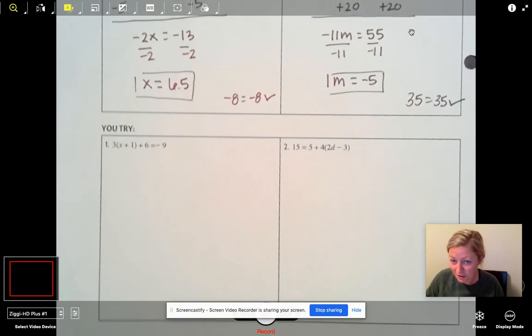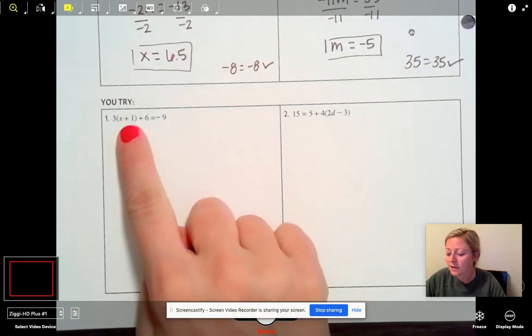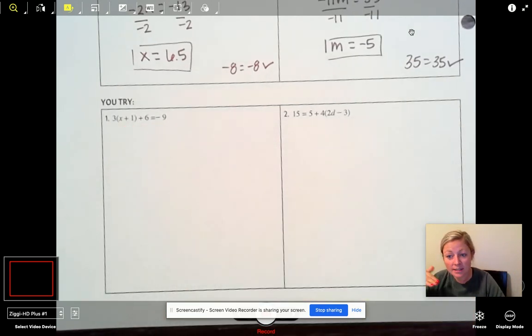Okay, now would be a super time for you to try this on your own, since it says for you to try. So if you want to take a second to pause the video and try these on your own, that would be amazing. If not, I will start working through them right now.